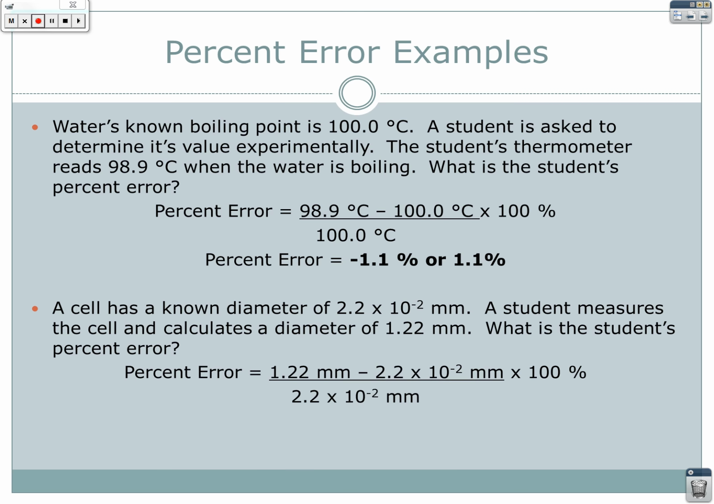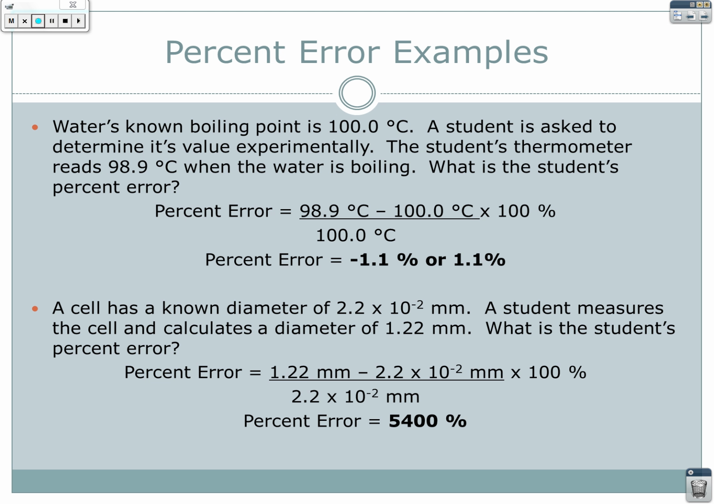So when determining that cell diameter error, again, you're going to take actual minus theoretical divided by theoretical times 100. Here the actual value is 1.22 millimeters. That's the cell diameter that the student measured, subtracted by the known diameter of 2.2 times 10 to the minus 2 millimeters, divided by the known value times 100. The percent error for this student, let's check your results, is 5,400% error.